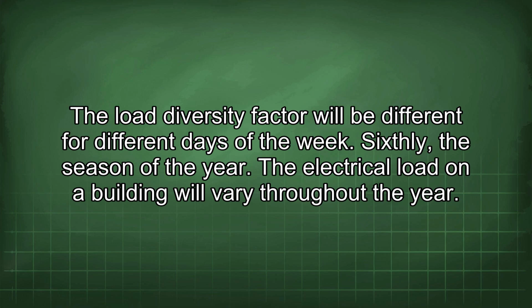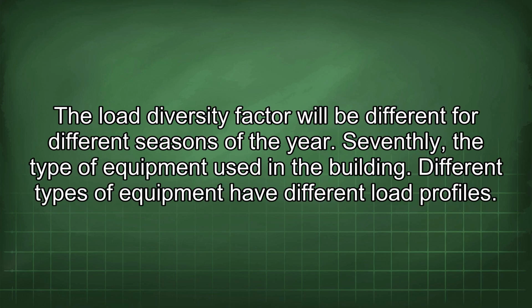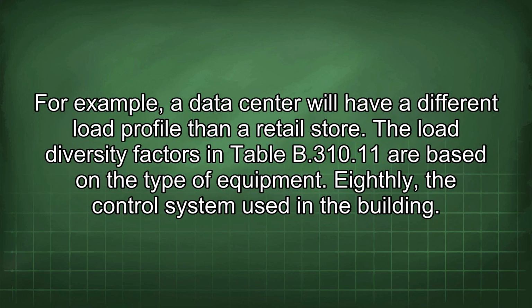Sixthly, the season of the year. The electrical load on a building will vary throughout the year. The load diversity factor will be different for different seasons of the year. Seventhly, the type of equipment used in the building. Different types of equipment have different load profiles. For example, a data center will have a different load profile than a retail store. The load diversity factors in Table B 310.11 are based on the type of equipment.